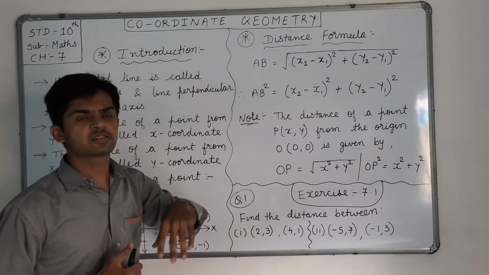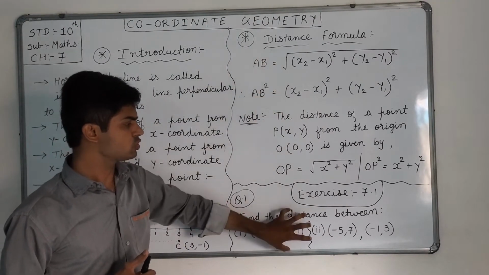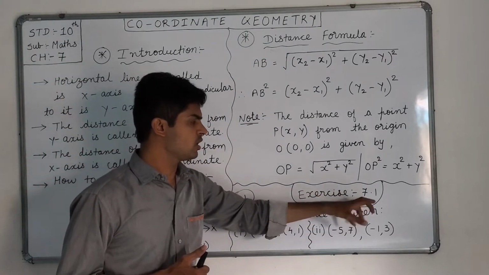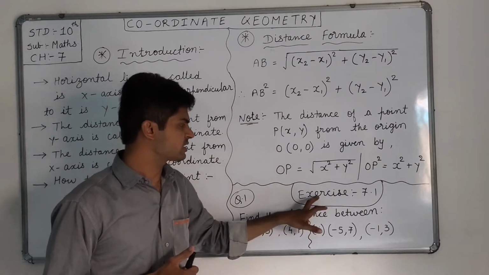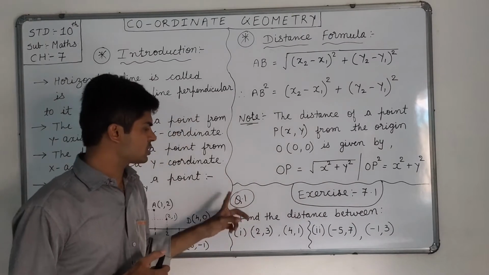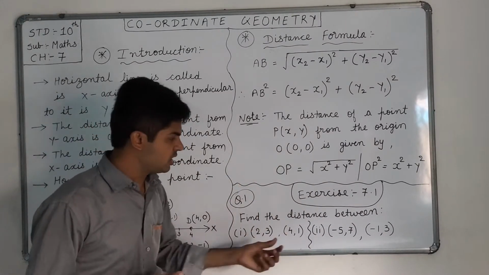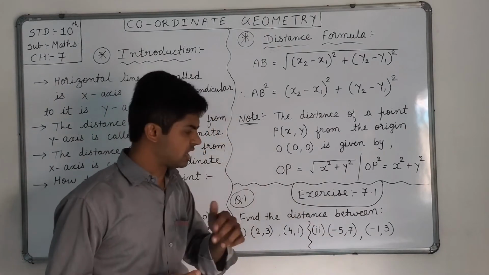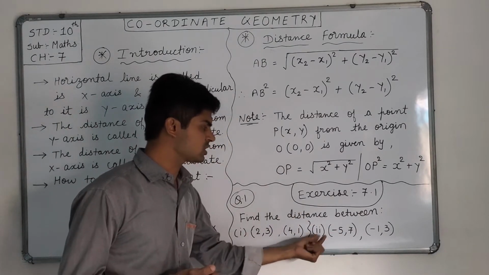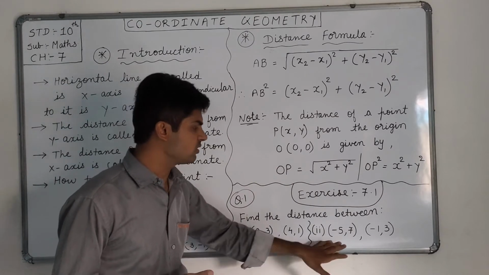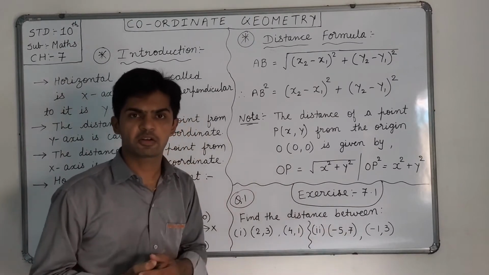Okay. Now what is this distance formula? And we will also do the sums based on the distance formula of exercise 7.1. In question number 1, there are 3 sums, right? The third sum we will do afterwards. Afterwards means after doing 2 sums, we will do the third sum. Here, due to the lack of space, I have not written the question.